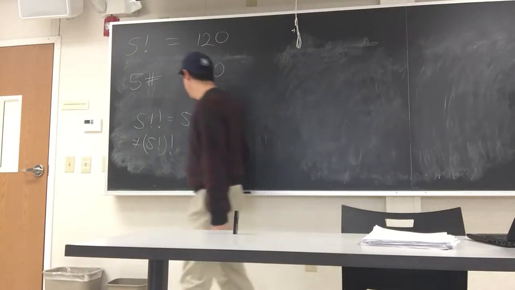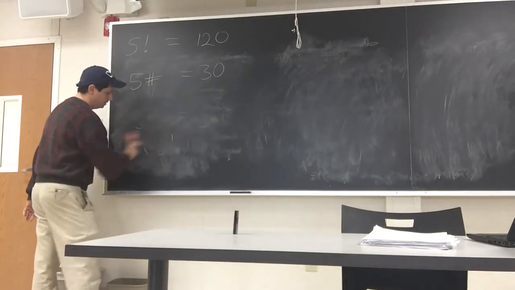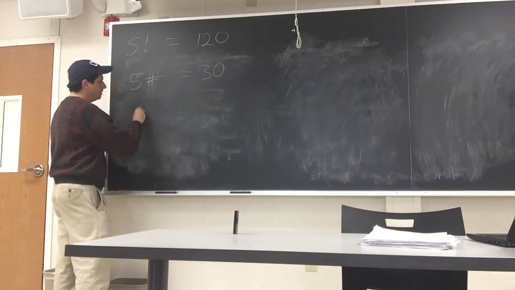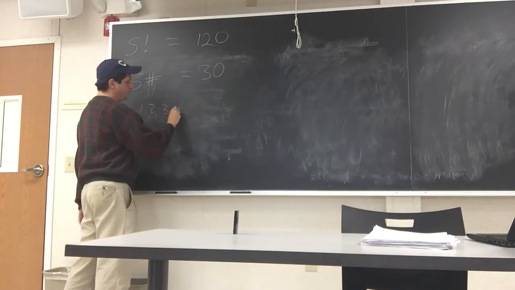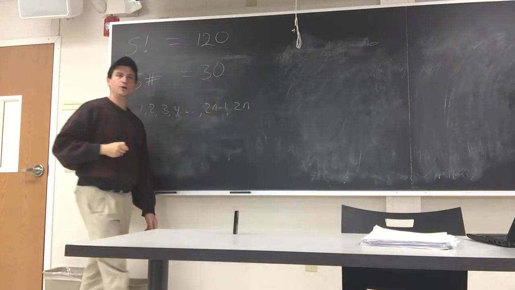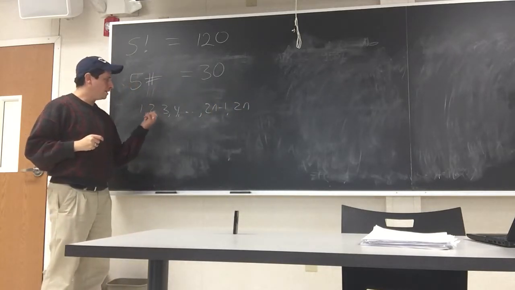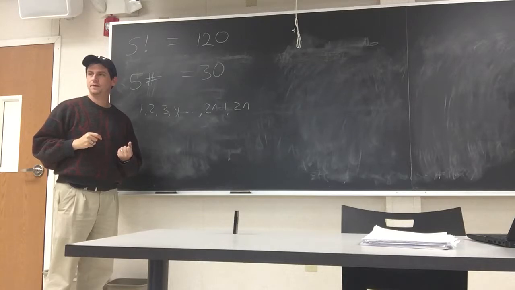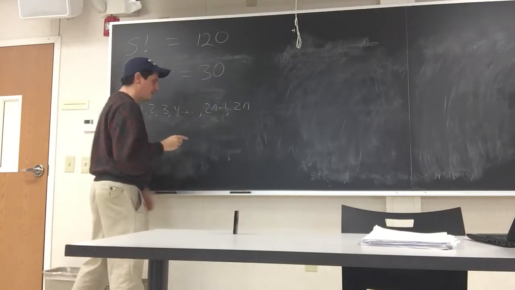So, again, let's do an example. Let's say we have the numbers 1, 2, 3, 4, up to 2n minus 1, 2n. So we have 2n objects. And we want to match the objects in pairs. How many ways are there to match in pairs?